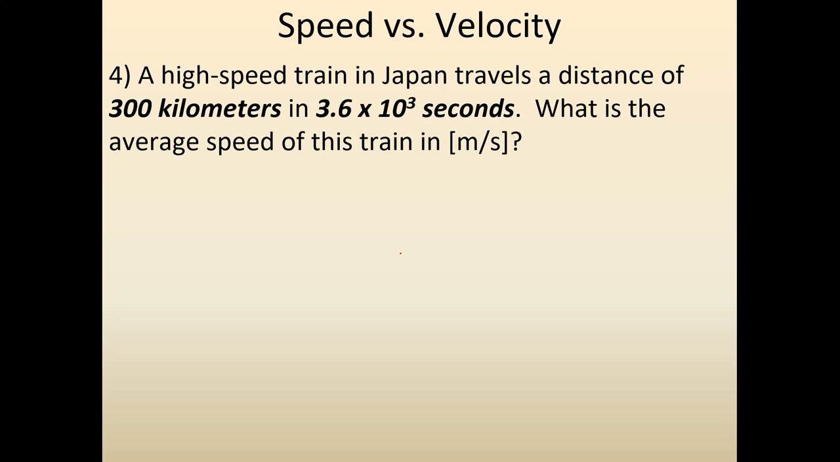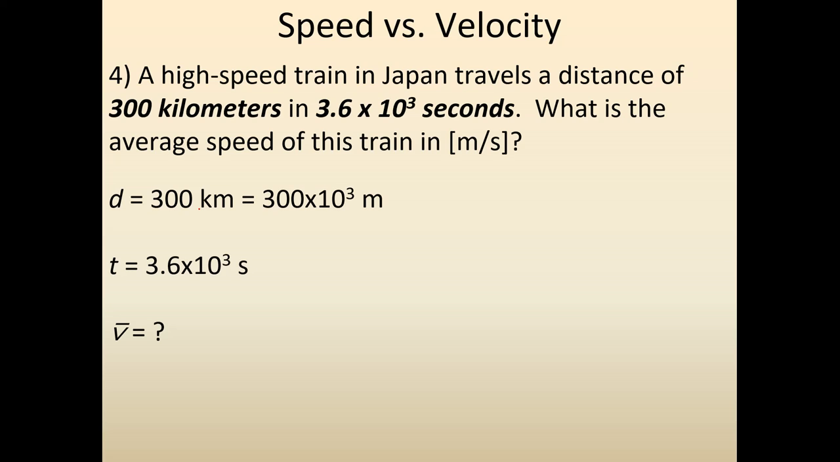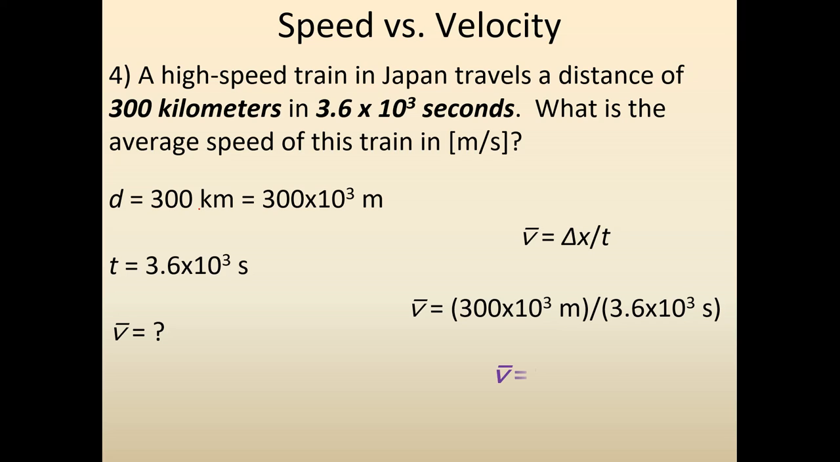So in this case, we're told the distance is 300 kilometers. Since they want my speed in meters per second, I'm going to just convert that into meters by plugging in 10 to the third for kilo. Then they also tell me the time, and they say that they want the average speed. So I'm going to use distance over time. I'm going to plug the numbers in, and then I get that the average speed is 83.3 meters per second.